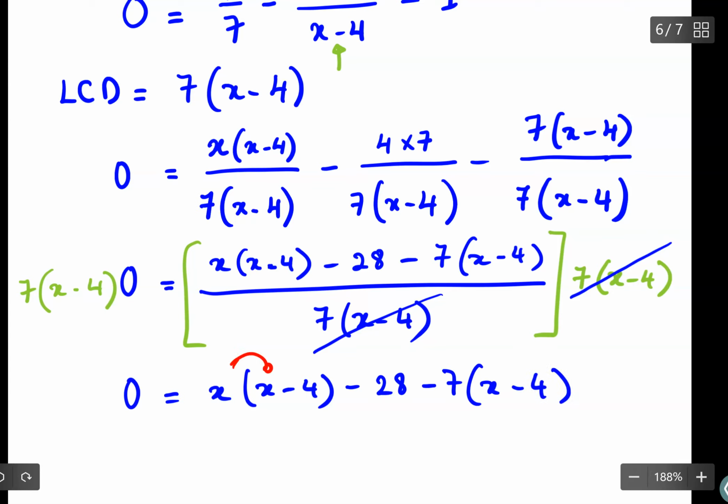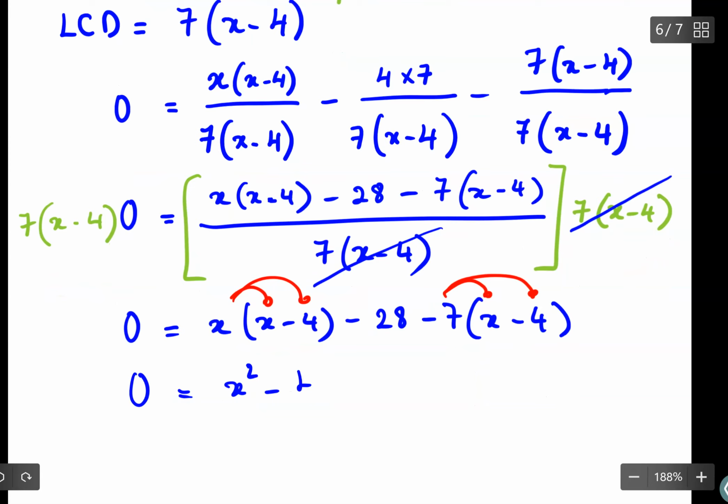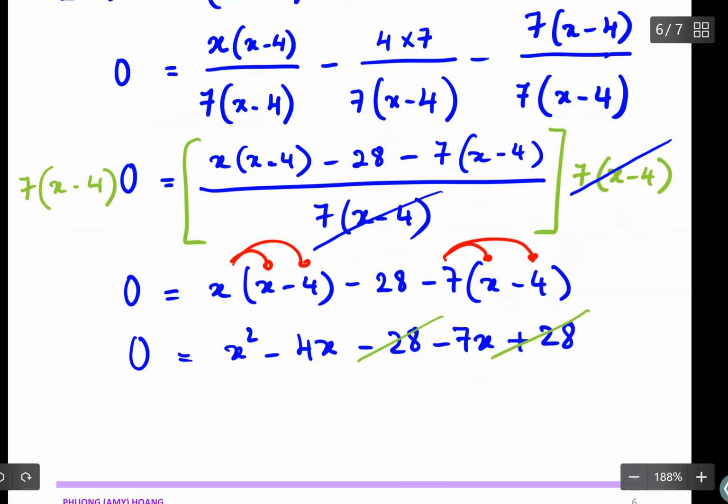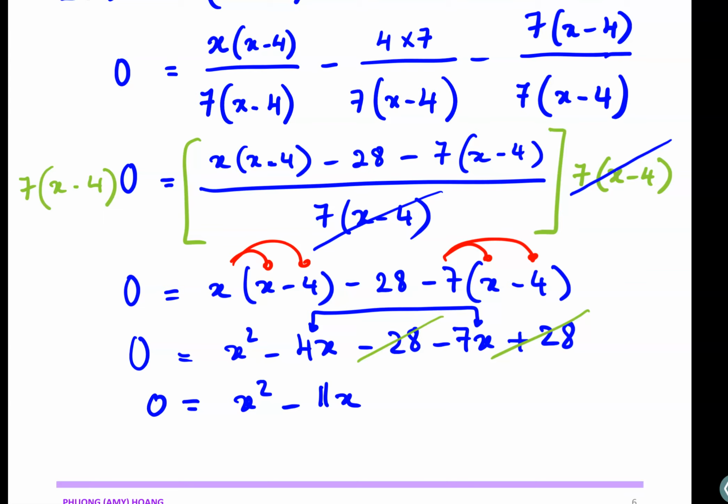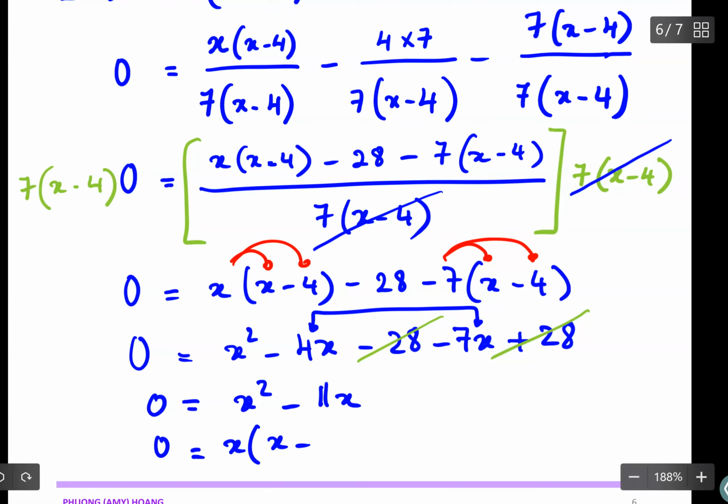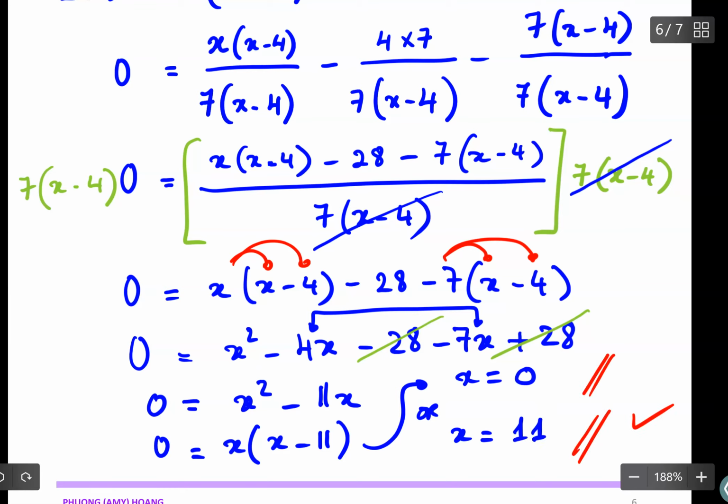So let's multiply each of these terms inside the brackets. Then I should have x squared minus 4x minus 28 minus 7x plus 28. Collect like terms, I see that 28 cancels with that. I have x squared minus 11x, and this is equal to 0. So you have an incomplete quadratic in this case. For incomplete quadratics, we should factor out the common factor. So I should have x times x minus 11. In this case, I should have x equal to 0, or x equal to 11. And we are done. Thank you.